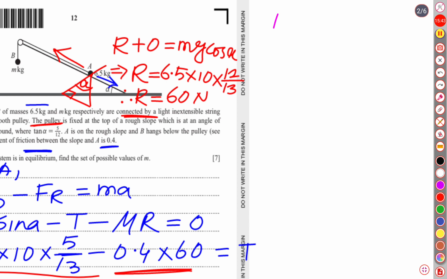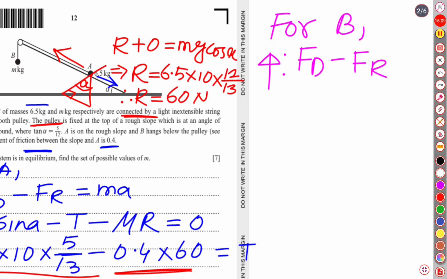So we will write for B also. One of the cases is either it will slide down, I mean move down, or move up. So if the particle B moves up, then what is the driving force for B? Let us write the concept. Concept is driving force minus resistance to motion is equal to mass into acceleration.